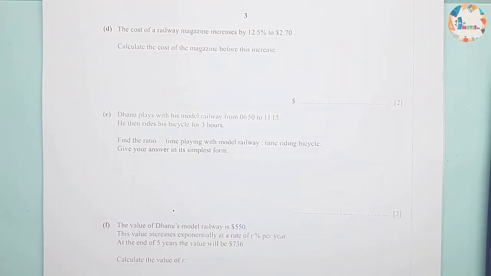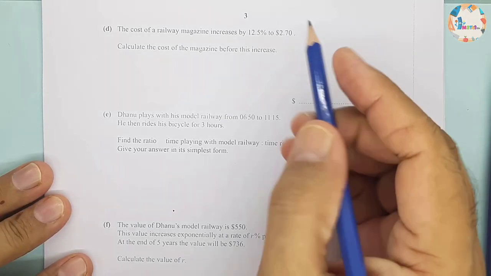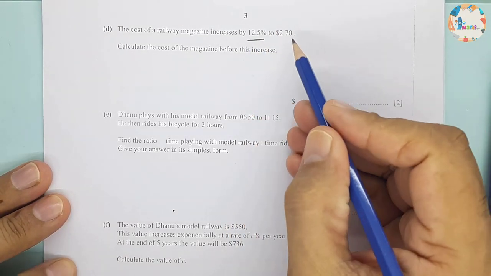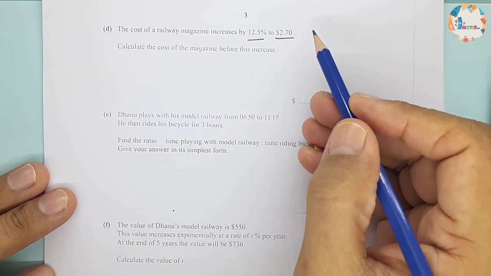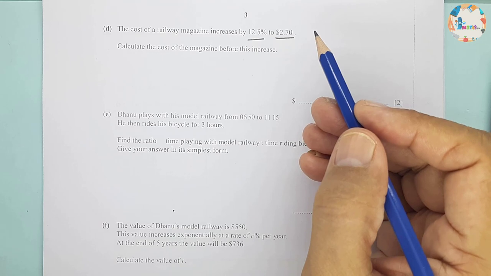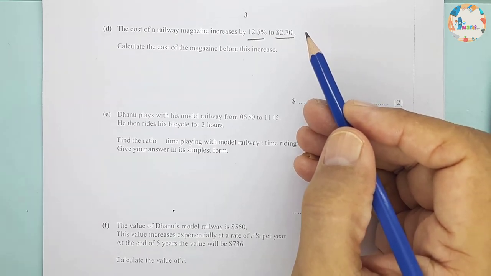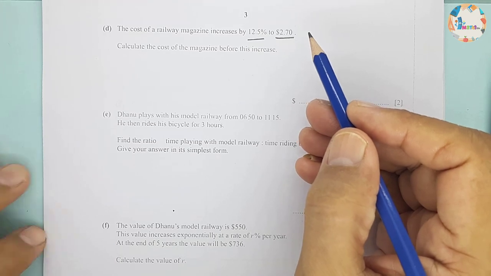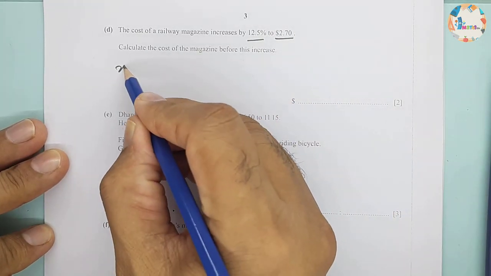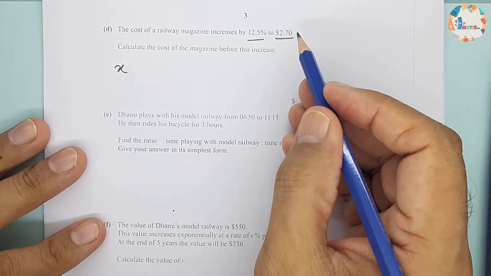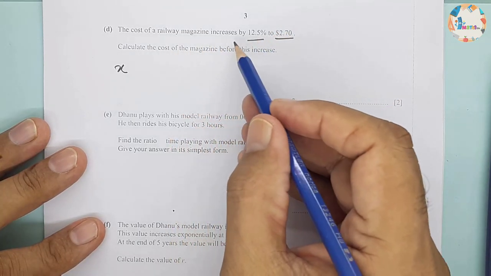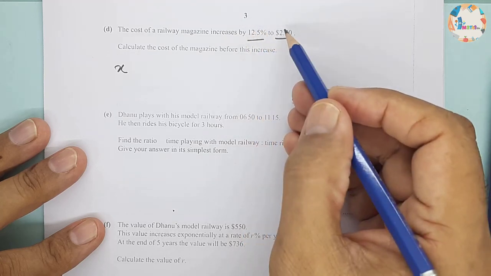Now, part D. The cost of a railway magazine increases by 12.5% to $2.70. Calculate the cost of the magazine before the increase. This is basically a reverse percentage question. To calculate this, let x be, for example, the original price, and the cost of the railway magazine increases by 12.5%.